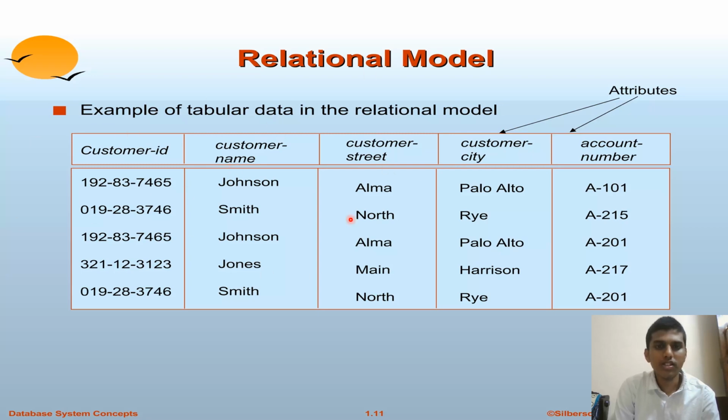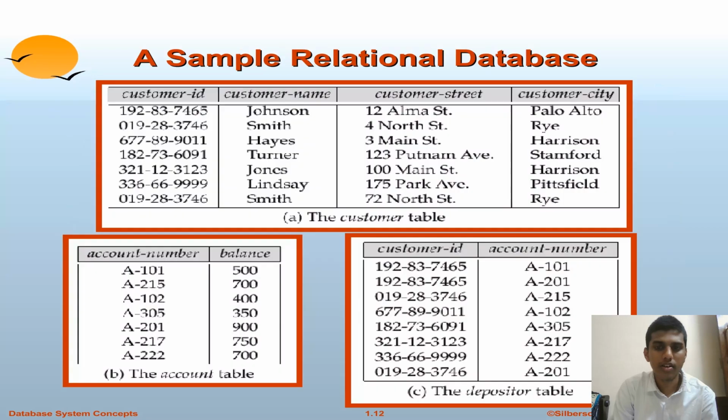Relational model. This is an example of the relational model. These are the attributes, customer, city, and account number. The attributes mentioned above are the attributes. This is the relational model, tabular data. This is a sample relational database. This is the customer table, this is the account table, and the depositor table.